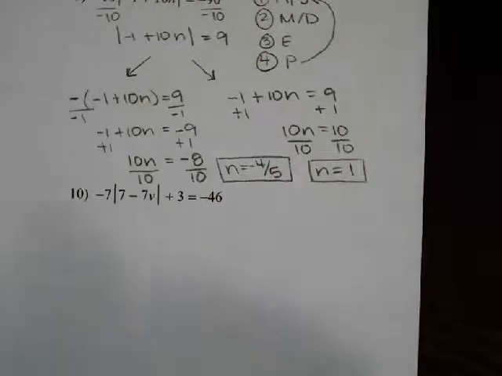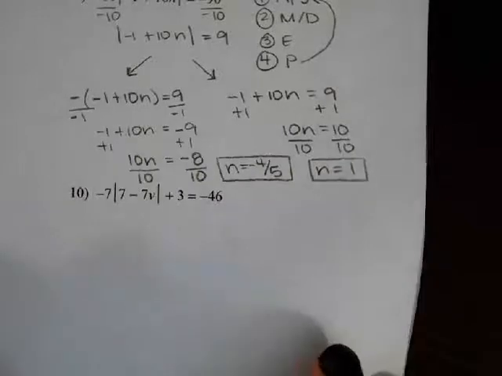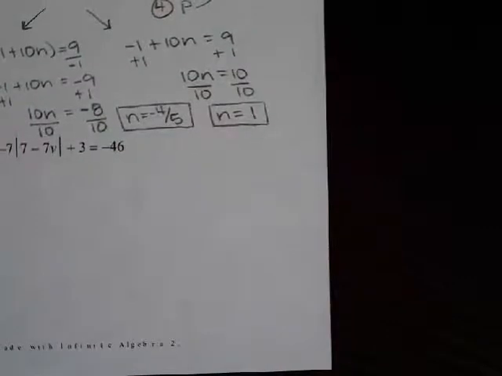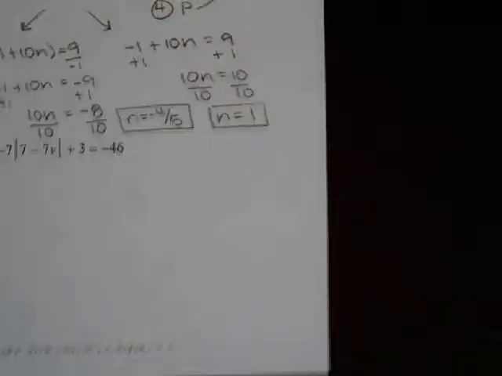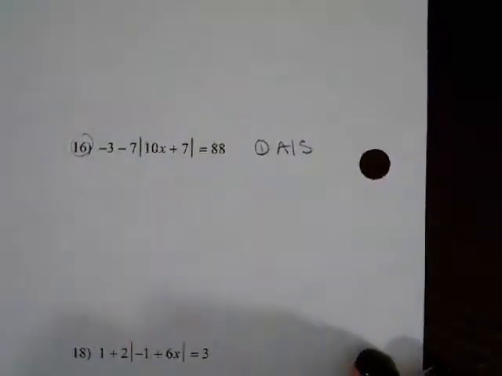And then I wanted to do number 16 also. So let's go ahead and flip to number 16. Let's see, what was the answer for number 8? -4/5 and +1. Okay. All right, is there anything you could add or subtract to the other side? Yeah, the 3 can be added.